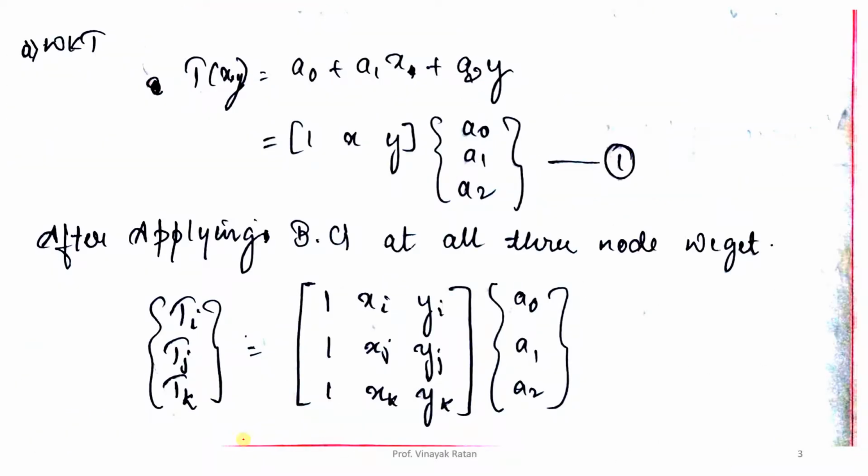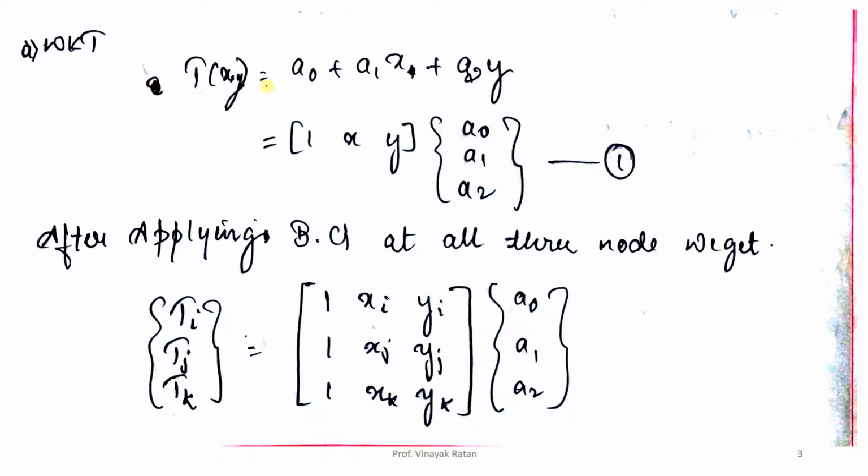So as we assumed the polynomial function for the displacement variable, that is u equal to a0 plus a1x plus a2y, here the field variable is temperature, so we'll assume T of x comma y equal to a0 plus a1x plus a2y. We'll not take the polynomial function for displacement in x direction and displacement in y direction. We'll consider only one direction, temperature in one direction.